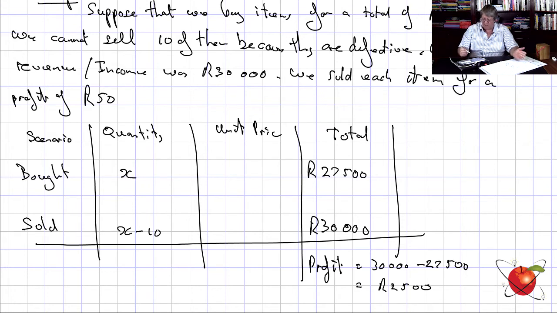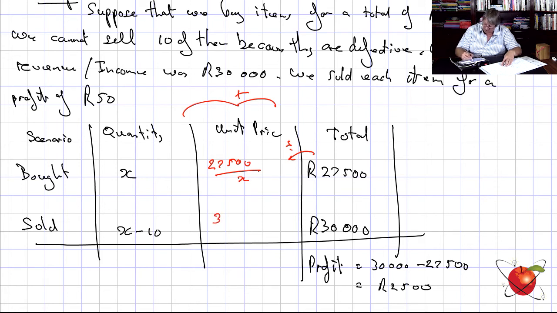What else can we work out now? From here, you can work out the unit price. Because if you paid a total of 27,500, you must have done this: 27,500 divided by X. Correct? You must divide to move backwards in the table. Remember, going forward is a times, going back is divide. It's pretty obvious, isn't it? Right? And the next one is then going to be 30,000 over X minus 10.